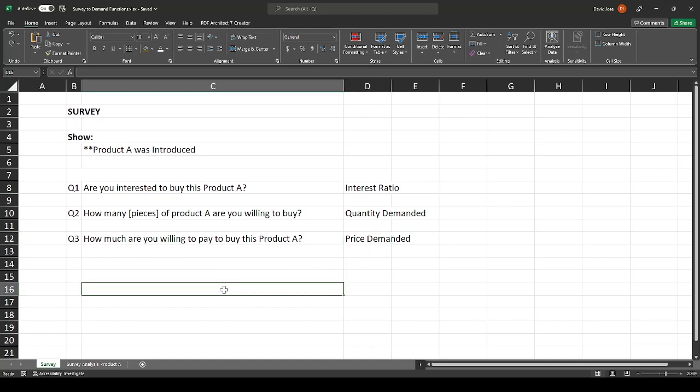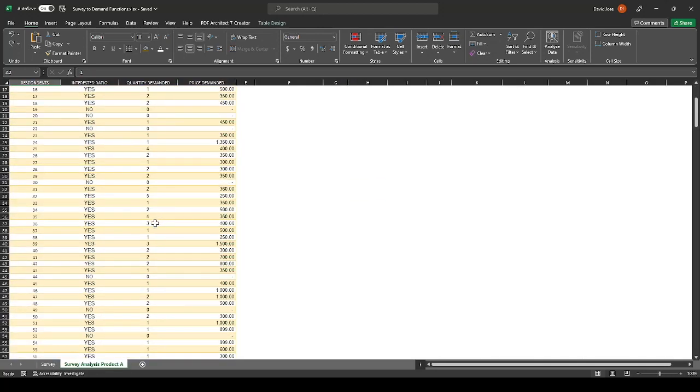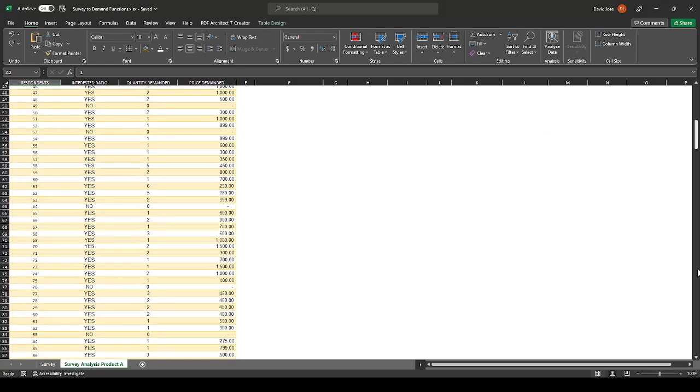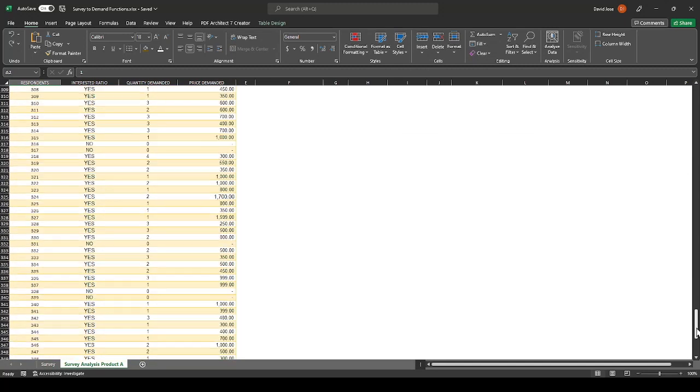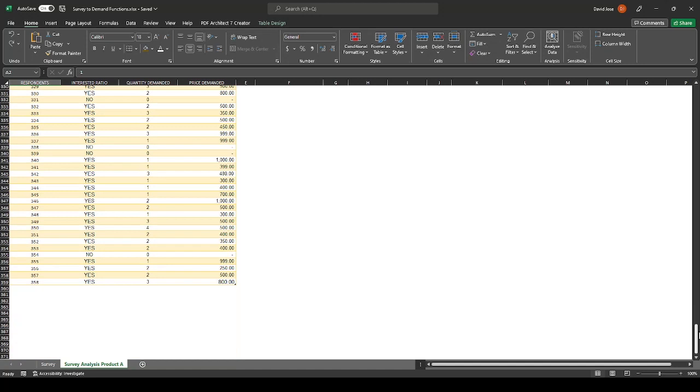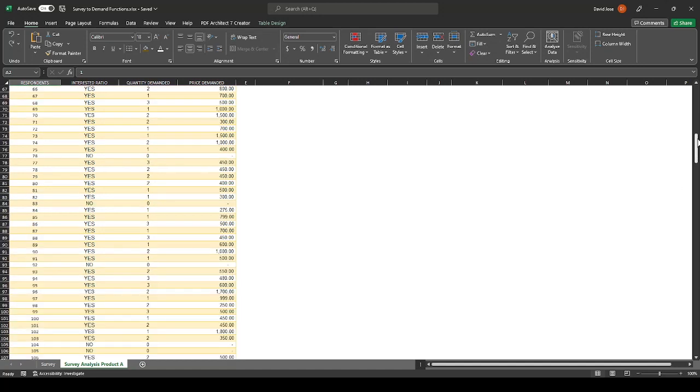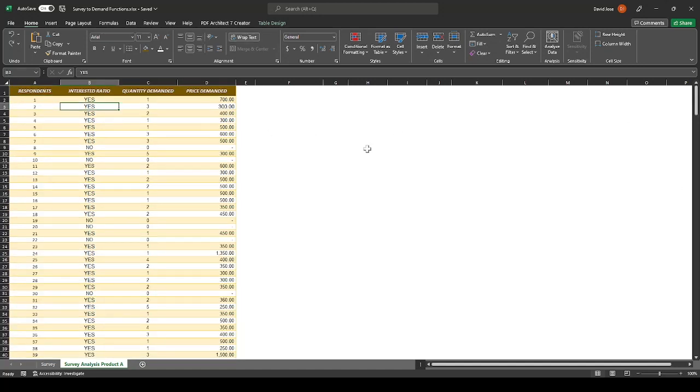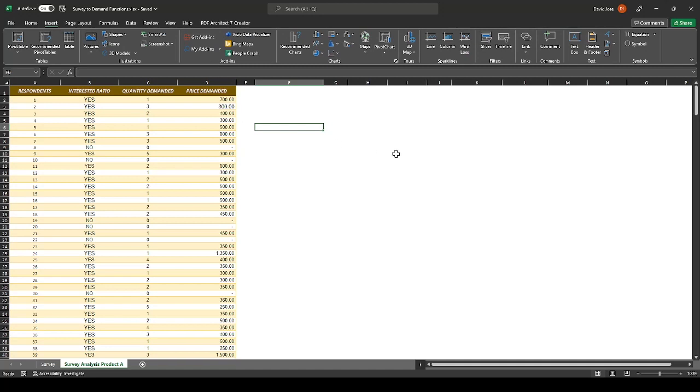Suppose that you are done surveying and you now have 358 respondents. Fantastic. The next step is you will now create a demand function. And how do we do that? We first create a graph, and then the regression, and then that regression will be the demand curve, and after that we'll derive the demand function.